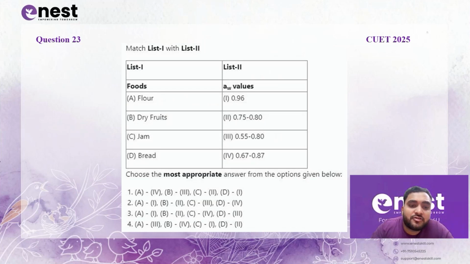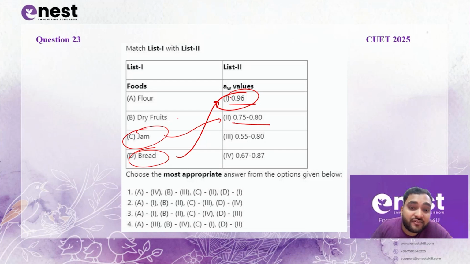Next question we have is foods along with their water activity. Out of all these four foods, let's say flour, dry fruits, jam, and bread, I think bread is the one which is having the highest moisture, and in these we have 0.96 as the highest. So bread is having 0.96. After that we have jam, which has roughly 0.75 to 0.8. If you talk about dry fruits, they have comparatively less moisture, that is 0.5 to 0.8. That is why the growth of several bacteria is prevented in dry fruits, and they are only susceptible to growth by molds, because molds can survive at a water activity below 0.8.